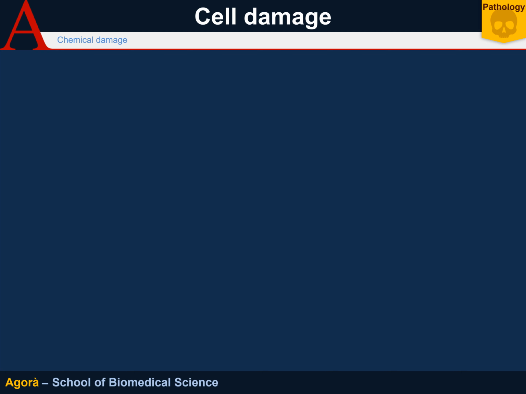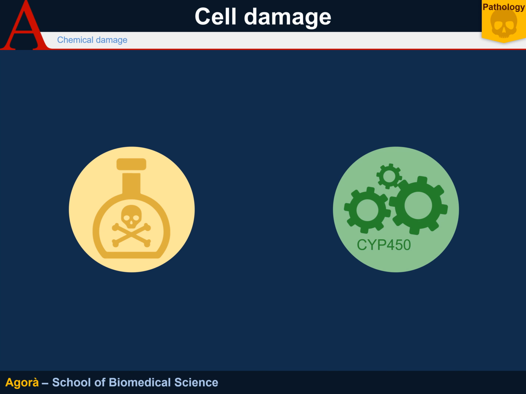But let's talk about chemical damage, a slightly different damage compared to the others. Chemical damage may be direct or indirect. Direct chemical damage is caused by the direct toxic action of toxins, while indirect chemical damage occurs with toxic agents metabolized by human bodies, and especially in the cytochrome P450 mixed function oxidase system, and metabolites act as toxins.